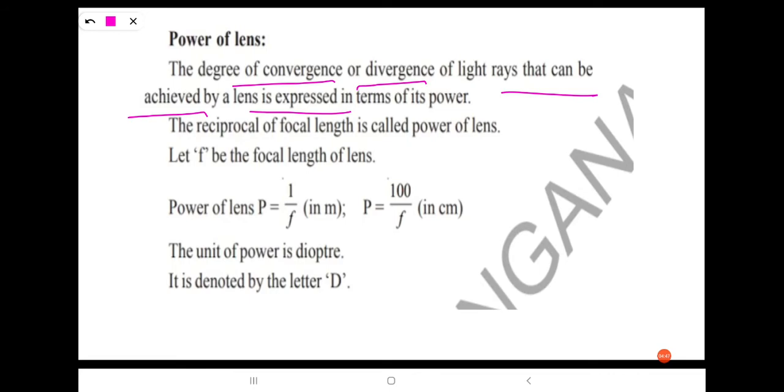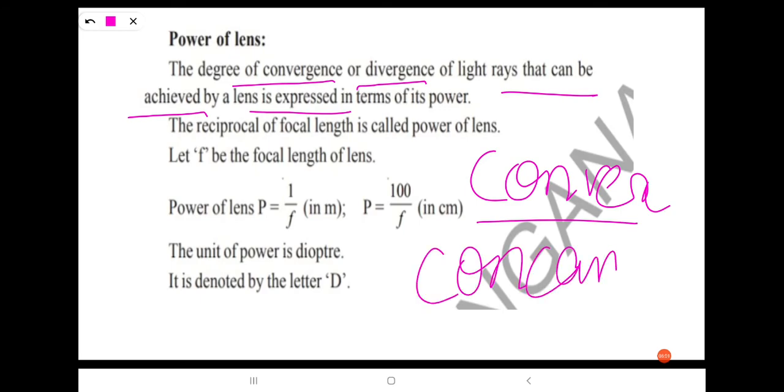We know convex lenses and concave lenses. The convex lenses are converging type of lenses, and concave lenses are diverging type of lenses. The degree of convergence or divergence of light rays that can be achieved by a lens is expressed in terms of its power. The reciprocal of focal length is called the power of a lens.